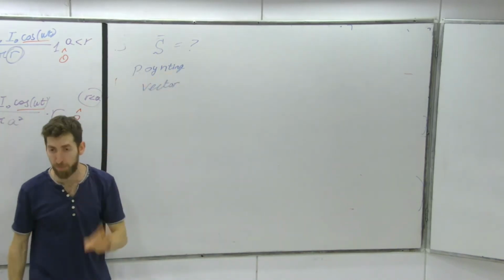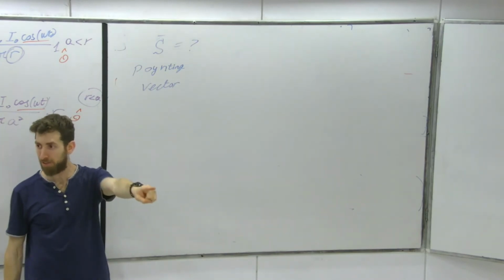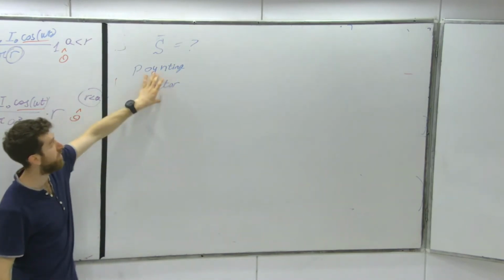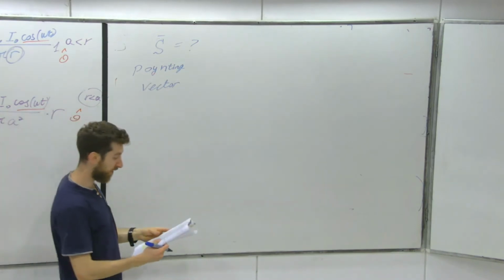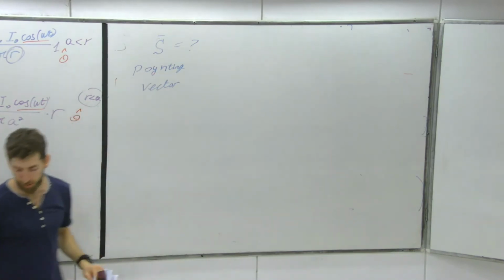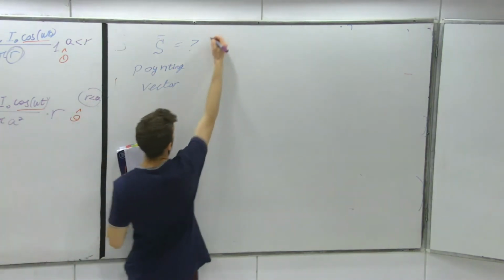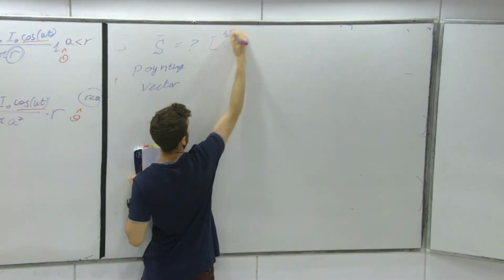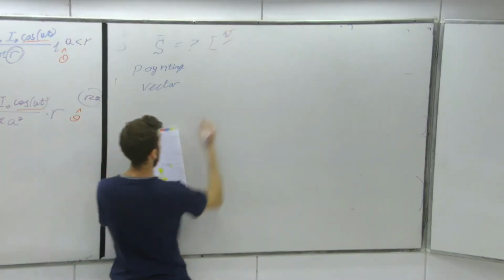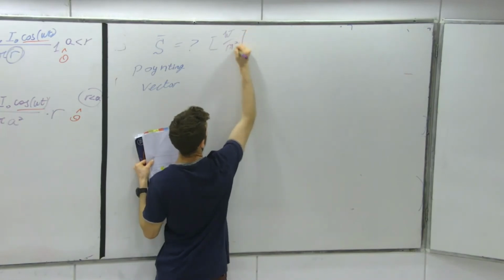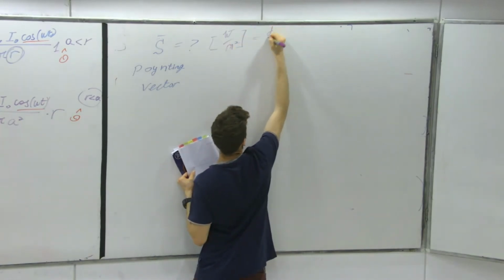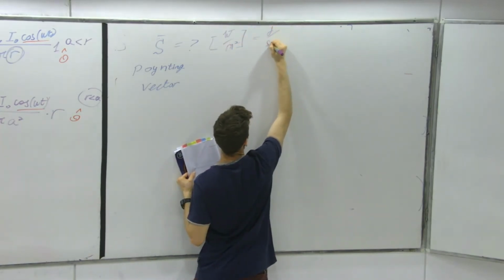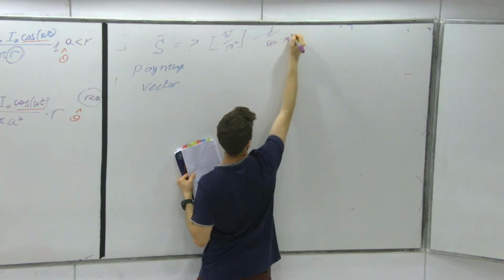Pointing is the name of somebody, okay? It's not a vector pointing at someone, okay? It's the name of the guy. And the pointing vector has a really interesting unit. The unit of it is power divided by area, okay? Which I can say, how many joules do I throw per second through this area.